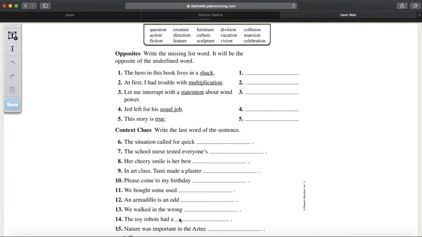Collision. Collision means like an explosion. Okay. Now, number 15, nature was important in the Aztec culture. Nature was important, like in past years ago, nature was very important to this culture.